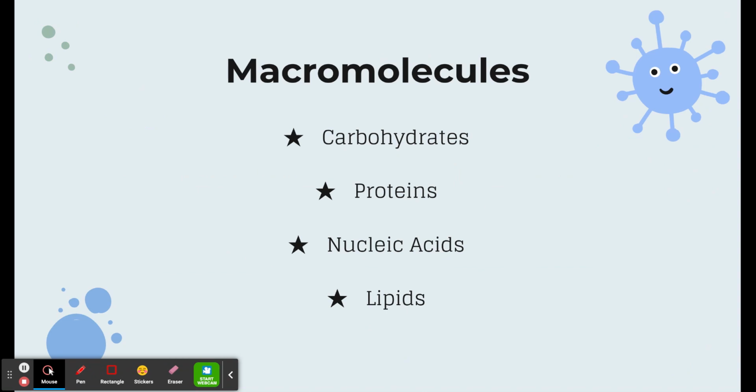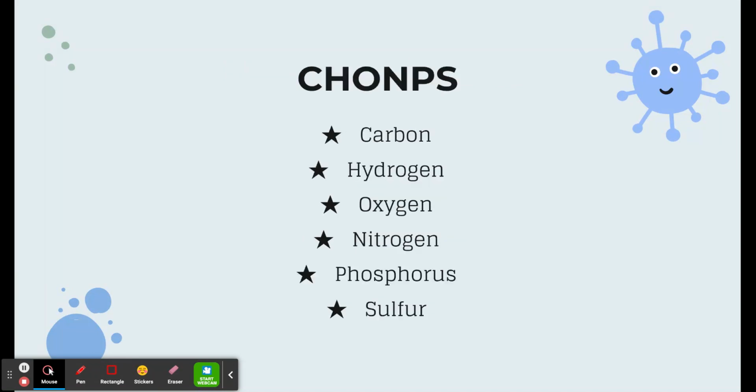There are four different types of macromolecules: carbohydrates, proteins, nucleic acids, and lipids. These macromolecules are made out of carbon, hydrogen, oxygen, nitrogen, phosphorus, and sulfur. These make up around 95% of all biological life. There are also other trace elements which you don't need to worry about.